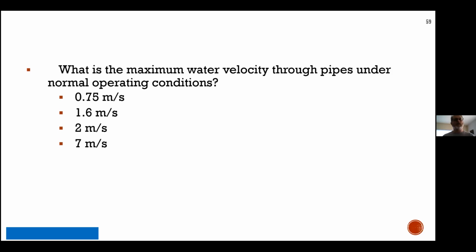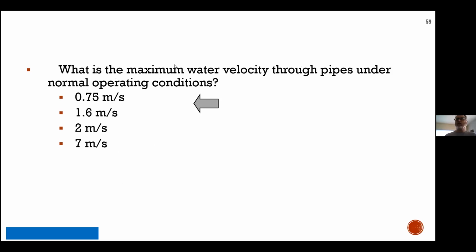Oops, he gave me the answer right on. What's the maximum water velocity through pipe under normal operating conditions? Anything over a meter per second is basically flushing. 7 meters, we've got a serious problem. So we're looking at 2.5 feet, 0.75 meters per second. These are normal operating conditions.